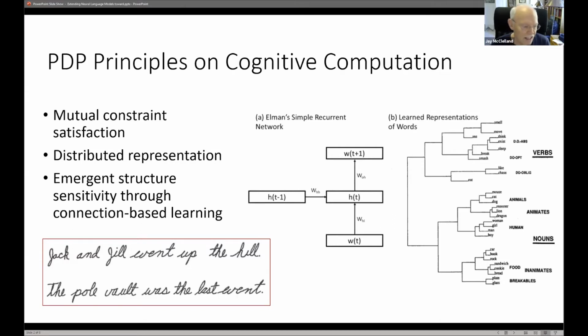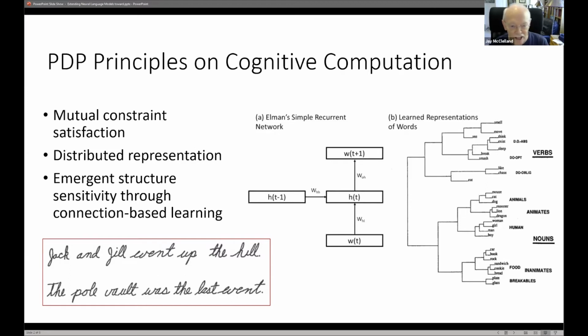And this little example in the lower right-hand corner illustrates this, I think, very nicely. If you read these two sentences, you see Jack and Jill went up the hill, then you see the pole vault was the last event, but it turns out that the handwriting for event and went are exactly the same handwriting, and you just see them as the appropriate word in context because you're using all the rest of the information in the context to help you figure out what that word is. So we think it's mutual. This is Rumelhart's initial idea that each word constrains every other, at all levels of analysis simultaneously. So that's the whole interactive activation, parallel distributed processing view.